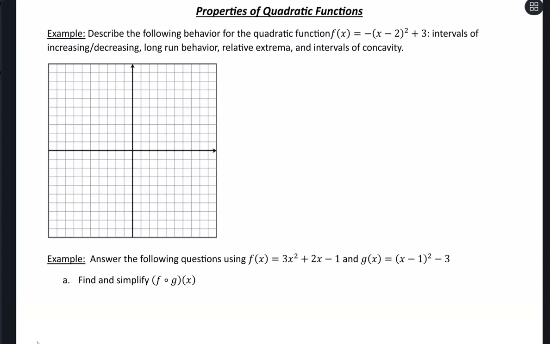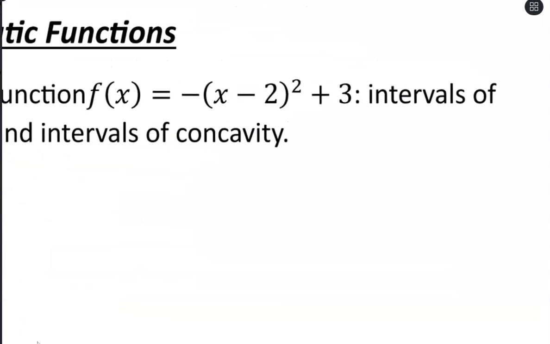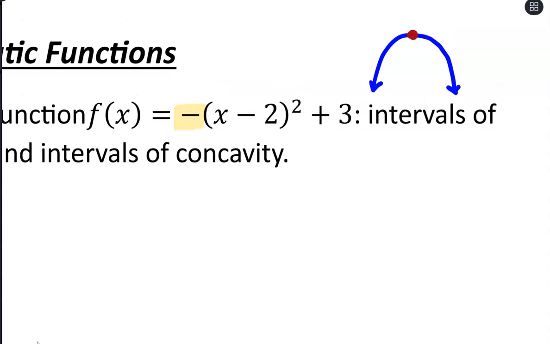So with that, to start thinking about increasing versus decreasing, long run behavior, relative extrema, and intervals of concavity, actually, let's talk about doing that without a graph first, and then we'll graph it to double check. But let's say I'm just looking at this function. With that negative out front, I know this is going to be concave down. So our parabola is going to look like this. I also know my coordinate, which is the vertex right there, is going to be at (2, 3).